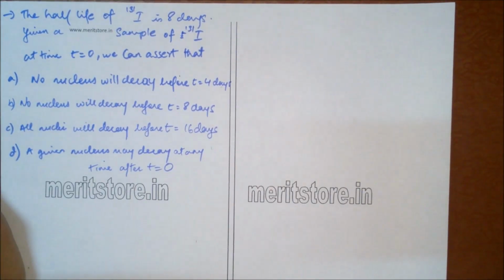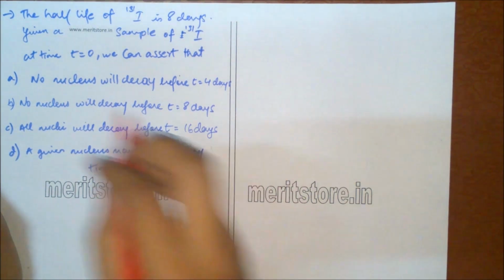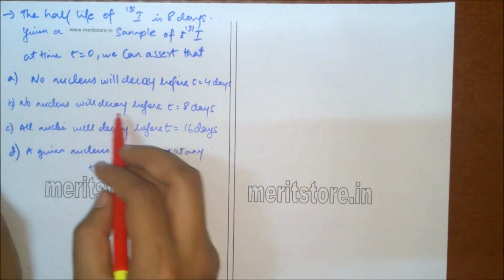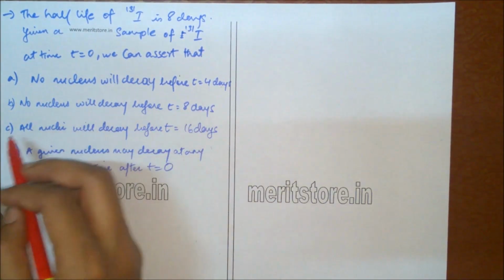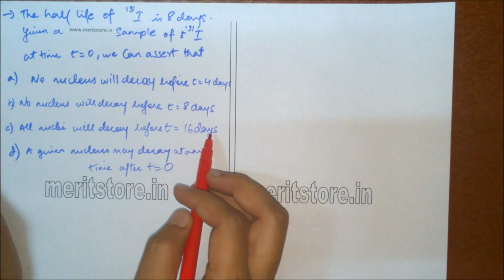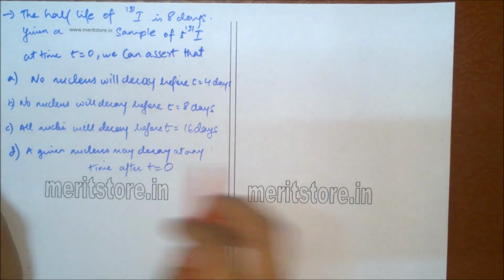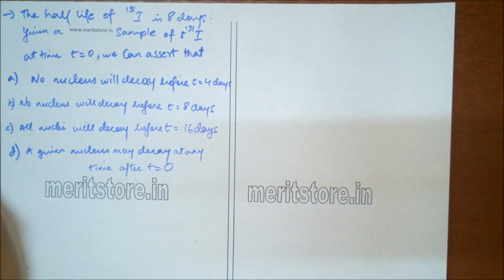Half-life of iodine 131 is 8 days. Given a sample of iodine of mass 131 at a time t0, we can assert that: A. No nucleus will decay before 4 days. B. No nucleus will decay before t equal to 8 days. C. All nuclei will decay before t equal to 16 days. D. A given nucleus may decay at any time after t equal to 0 seconds.